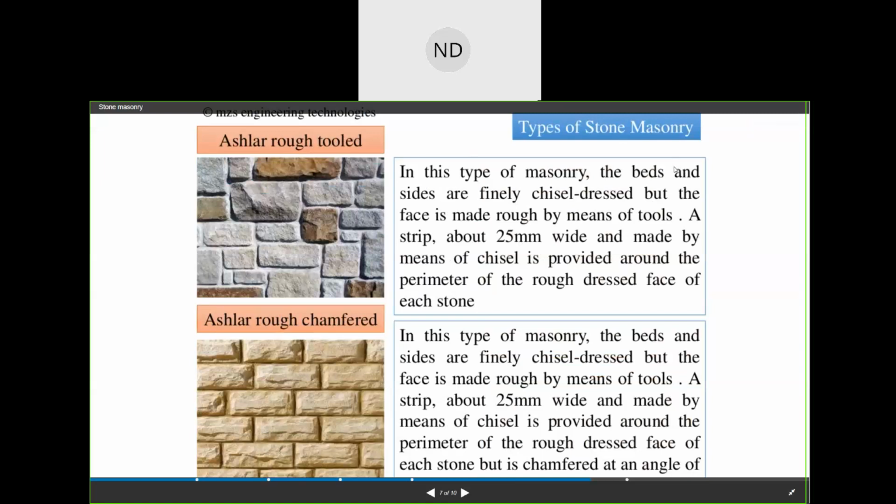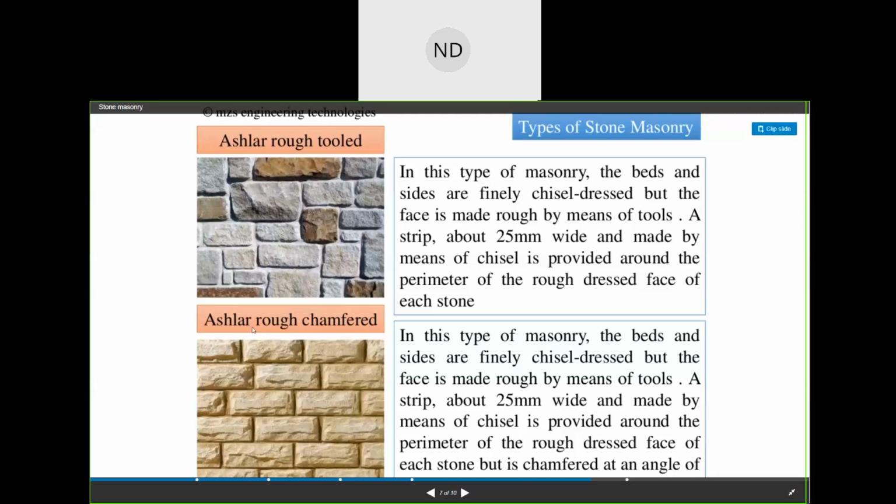So what happens here? The beds and the sides are finely chiseled and dressed, but the face is made rough by means of tools. The face, which is the face of the wall, is made irregular. It is not smooth or fine like the fine wall, it's rough. You make it rough or it is naturally rough. A strip about 25 mm wide, made by means of a chisel, is provided around the perimeter of the rough dressed face of each stone. The face of this Ashlar rough masonry is rough, which is done with the help of a chisel. It is dressed with the chisel.